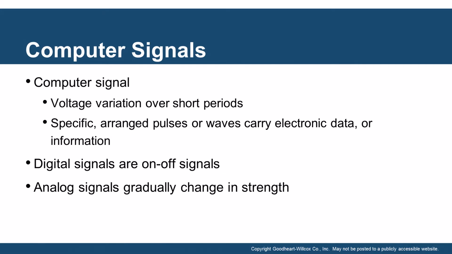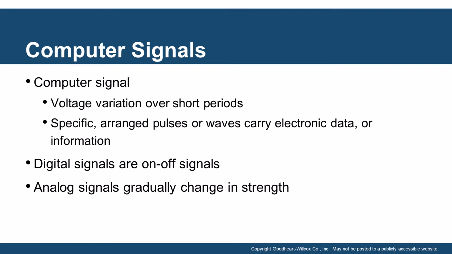The computer signals that we typically deal with use voltage variations over very short periods of time. And sometimes you'll actually hear the term oscilloscope because we end up using these scopes to capture those signals because they happen so fast. Otherwise, we wouldn't be able to see the actual voltage changes. They're specific and they're arranged in methods that have logic that are involved to tell certain components whether to turn off or turn on.